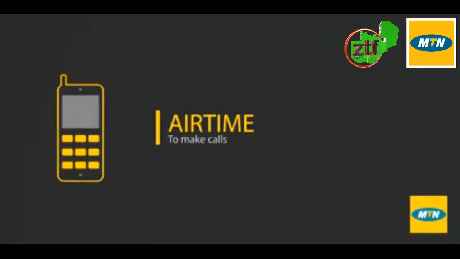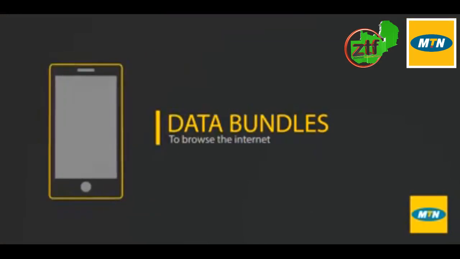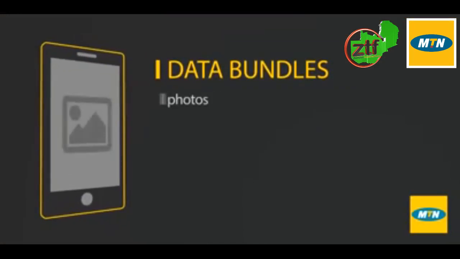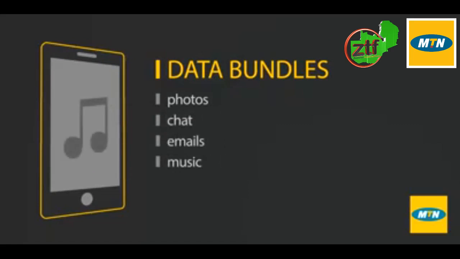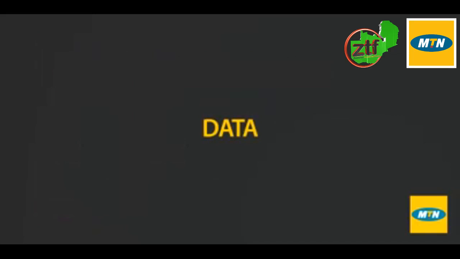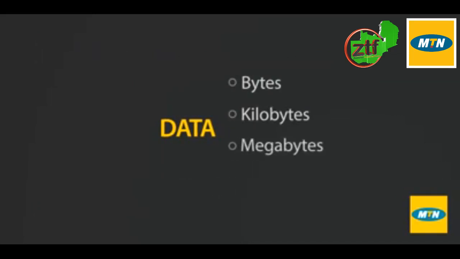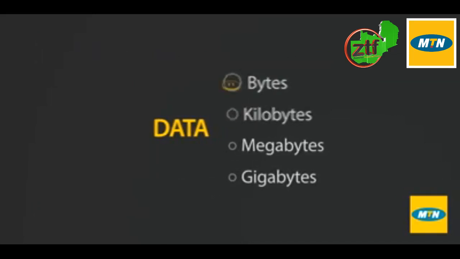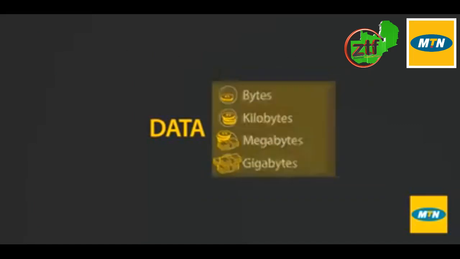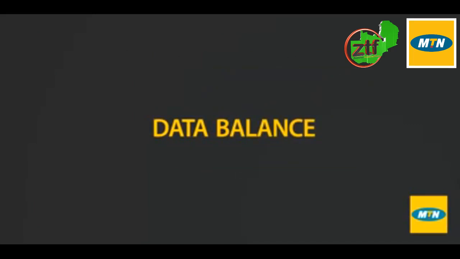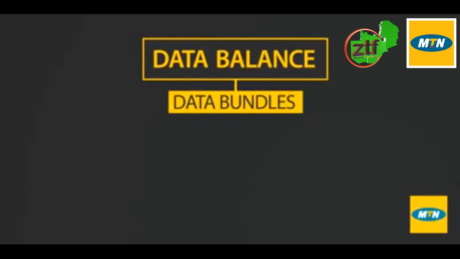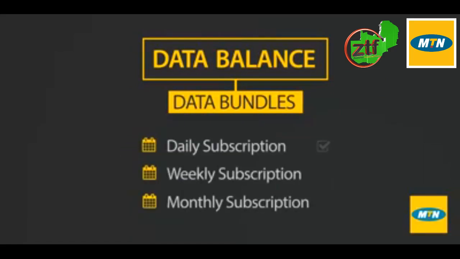This is all you need to know about data bundles. Like when you need airtime to make calls, you need data bundles to browse the internet, send and receive photos on Facebook, chat on WhatsApp, send emails, listen to music, and many other things. Data is measured in bytes, kilobytes, megabytes, and gigabytes. These are a bit like money, and just like your bank balance, your MTN account has a data balance that you can use to buy data bundles ranging from 5 megabytes to 20 gigabytes for daily, weekly, and monthly subscription.